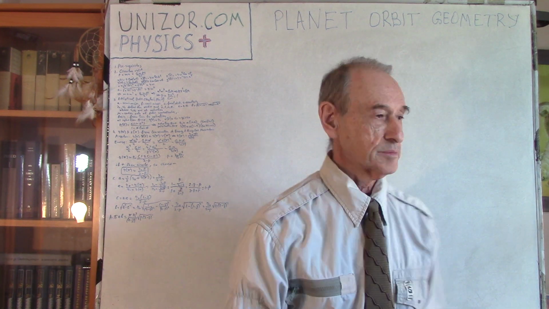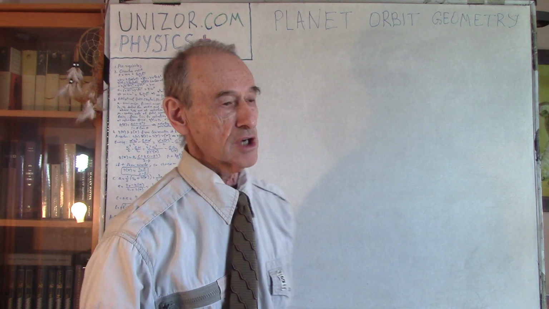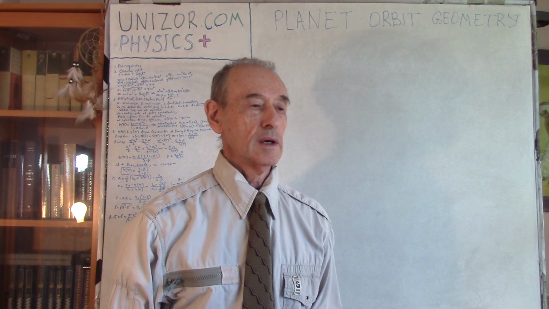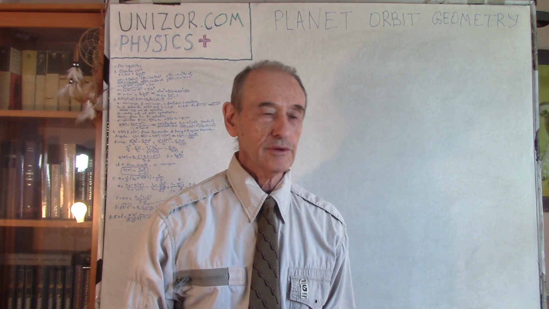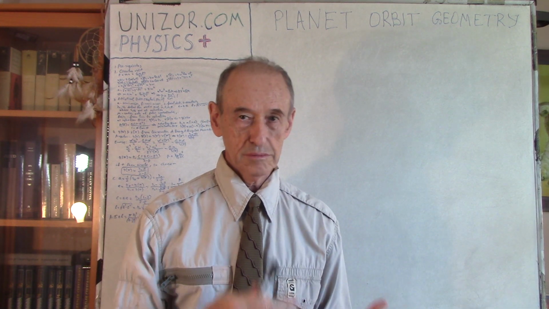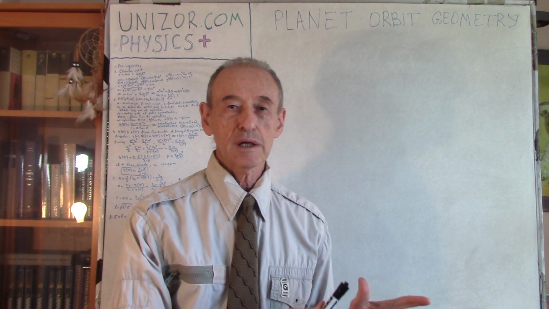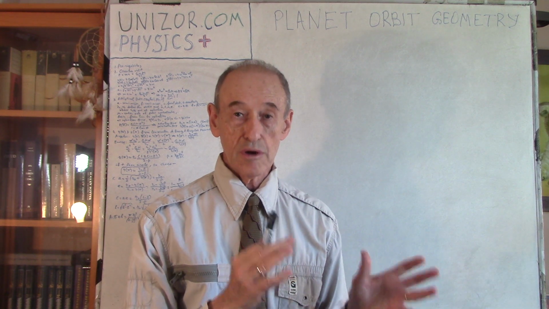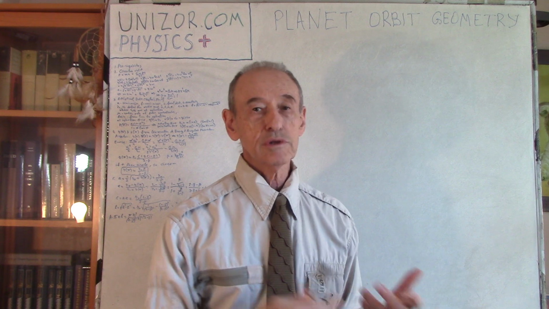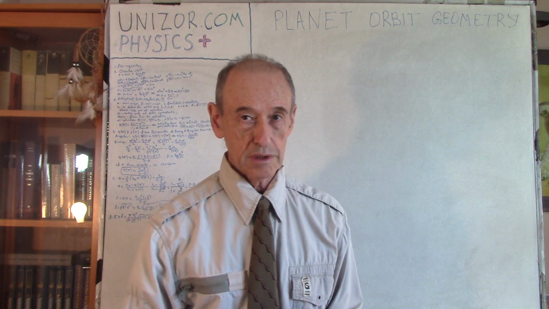Okay, so let's start. We are talking about planet orbit geometry, and I would like to start not with the geometry of the elliptical orbit, which we will go through a little bit later, but with the geometry of a circular orbit. It's much simpler, and I am going to derive certain things which will be very useful with elliptical orbits.